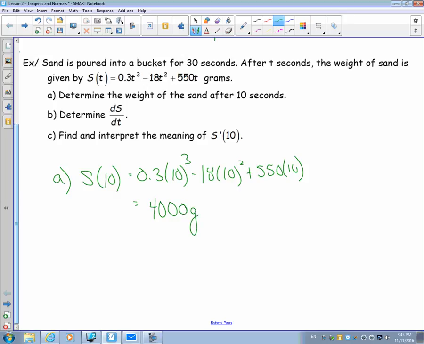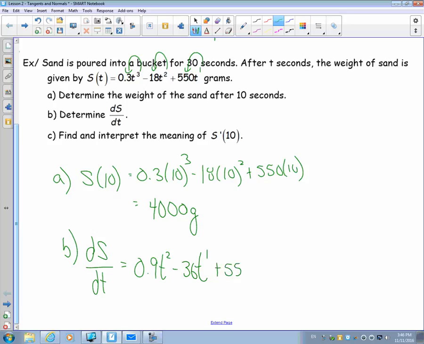Part B, let's figure out ds/dt. ds/dt, that's derivative notation. It finds us the rate at which the sand is going into the bucket. So 3 times 0.3 gives 0.9, bring 1 off your exponent. 2 times 18 gives us 36, subtract 1 off your exponent. And 1 times 550 is just 550, and there's no t's left over. There's our derivative.